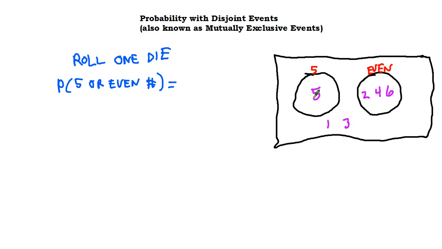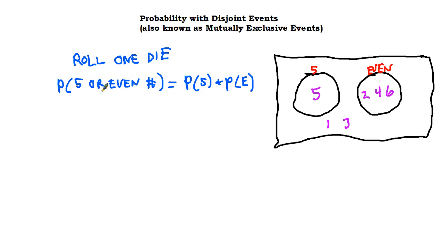Now that I've written all the different possible outcomes, I can actually use the Venn diagram to compute the probability. But we're going to look at this in a couple different ways. First, we're going to try it over here with this equation. If we have the probability of something or something, we usually turn that into an addition problem. So the probability of getting a 5 plus the probability of getting an even is the same as the probability of getting 5 or an even number.